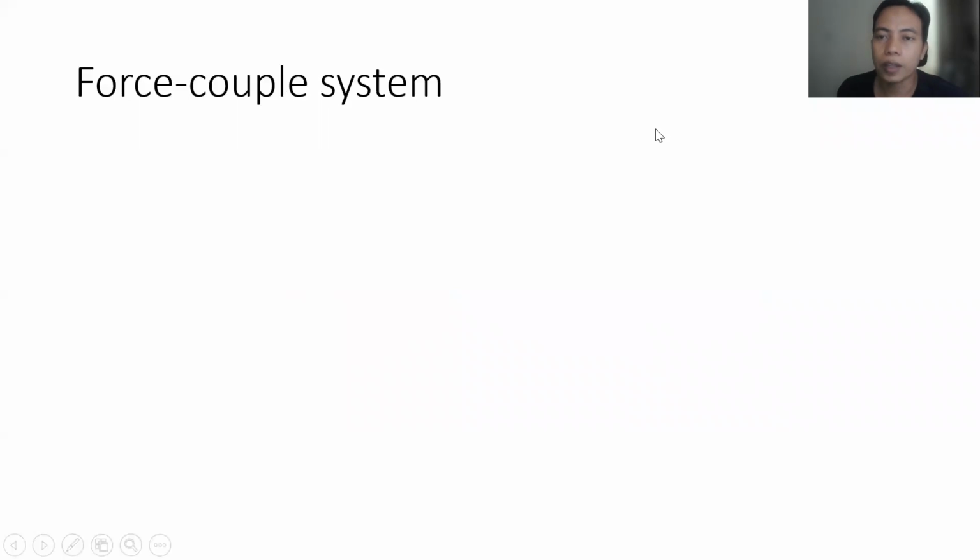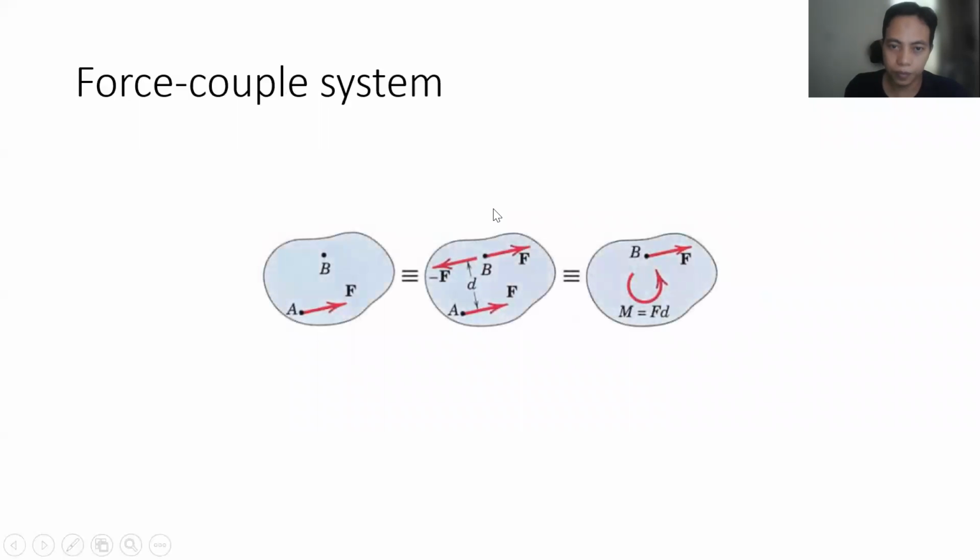We can make use of that in the analysis. So here we have a force couple system. It means that we will have a force and a moment couple on the rigid body.